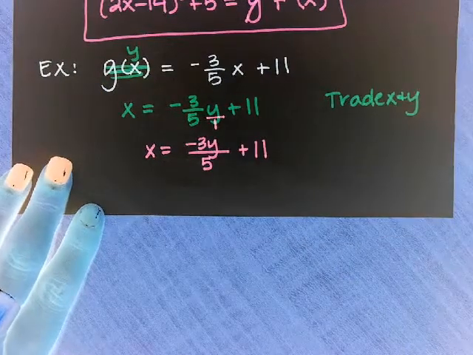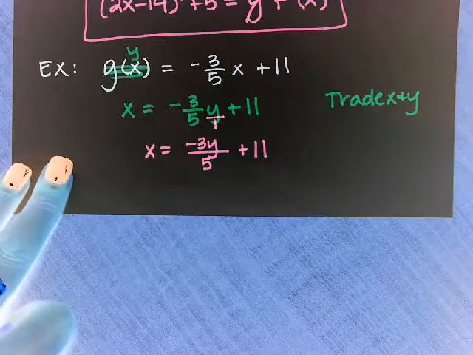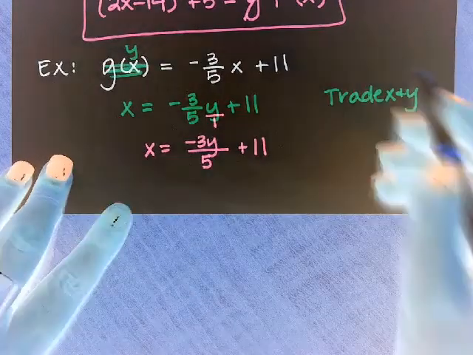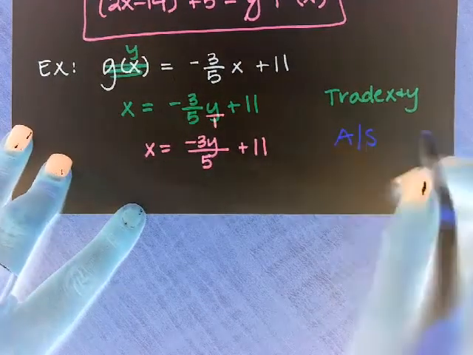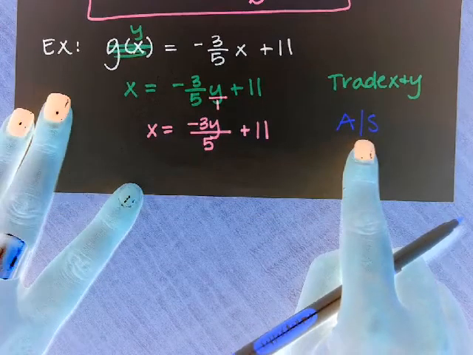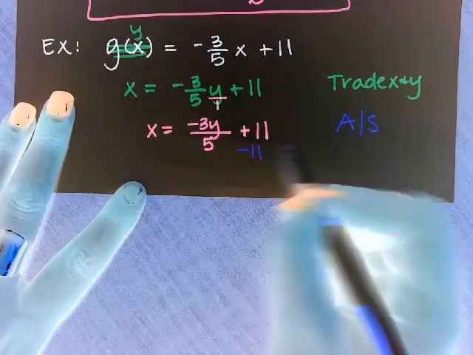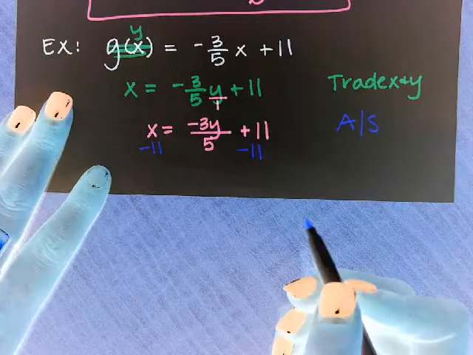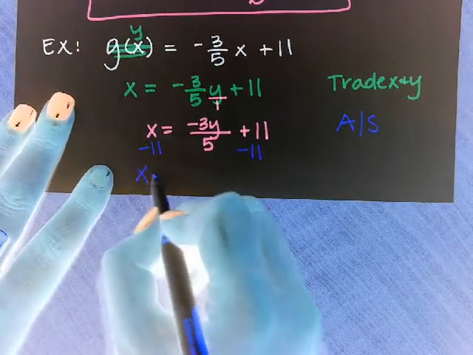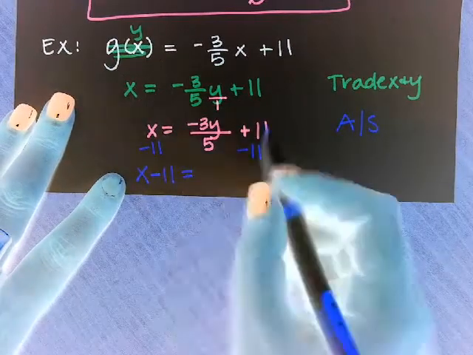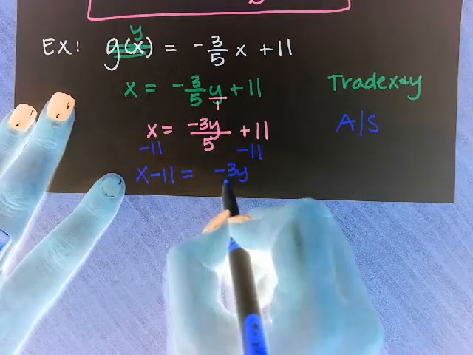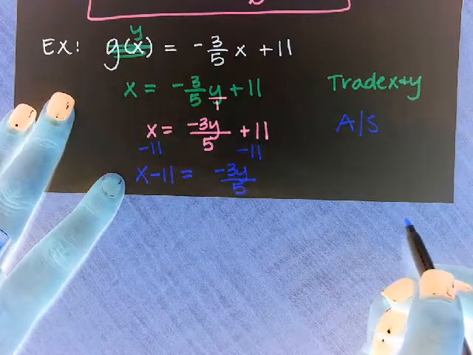All right, so what do I do now? Yeah, so I'm going to add or subtract. That's the last step of PEMDAS. I'm going to add or subtract to get stuff to the other side. So I'm going to minus 11 minus 11. So I have x minus 11 equals negative 3y over 5.